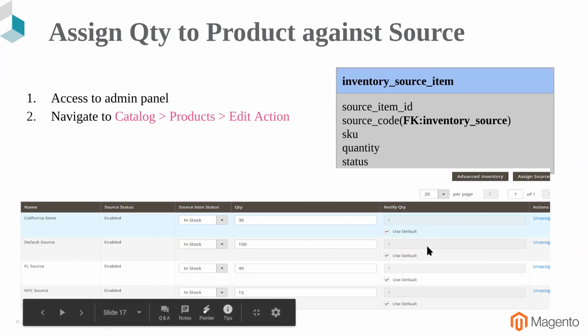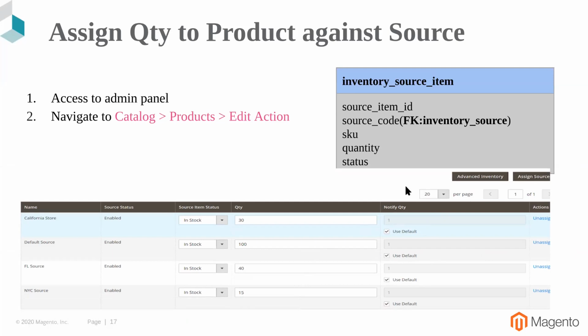This notify quantity is nothing but whenever stock reaches a particular quantity level, admin sends a notification to the merchant so that they can refill their stock. This item and product and the sources relation is stored in this table, inventory source item. The foreign keys, of course, this is a source code. Then SKU, quantity, and status would be in stock or out of stock, 0 or 1.